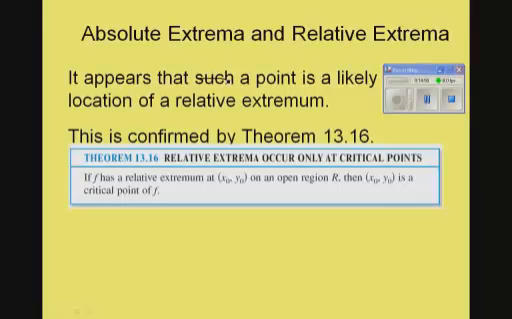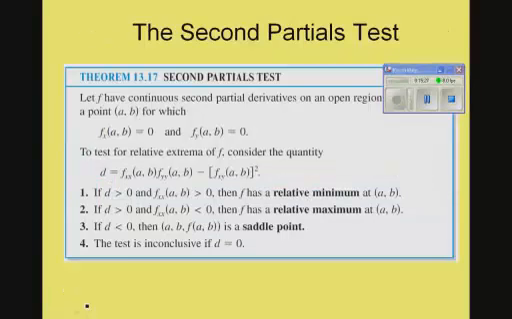It appears that such a point, what kind of a point? A critical point, is likely location of a relative extremum, and this is confirmed by theorem 13.16. If f has a relative extremum at a point on an open region, then x naught, y naught is a critical point. So if it's a closed region, you have to test the boundary points. But if it's an open region, we know what's going to happen at a critical point. Understand the difference? And that was true in Calc 1 also.